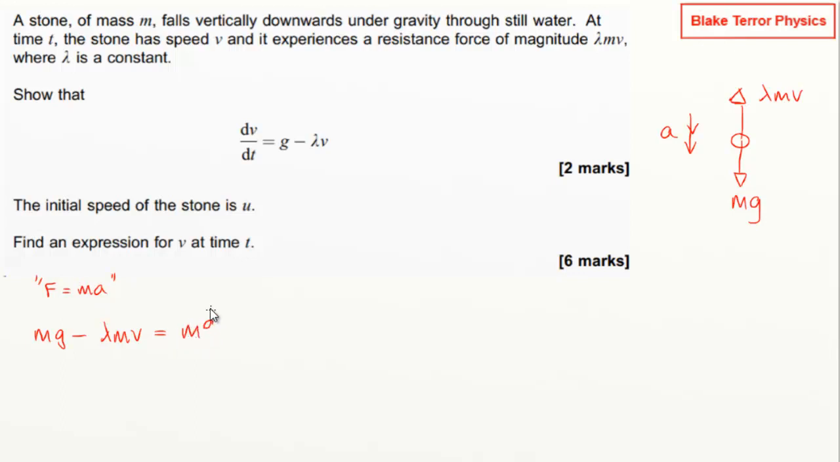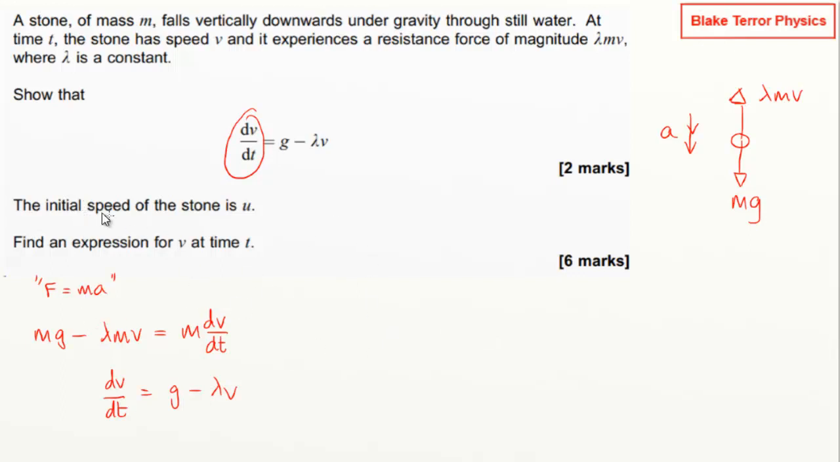And of course, acceleration is dv dt, just keeping an eye on what they want to actually see in our final answer. And now we just have to divide everything by m, and then we've got exactly what they want. So I'll just shuffle everything into the same order. So dv dt is g minus lambda v. That's a fairly straightforward start where we're just applying Newton's second law.